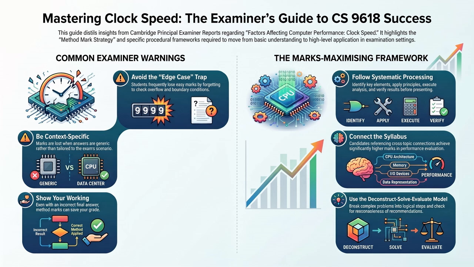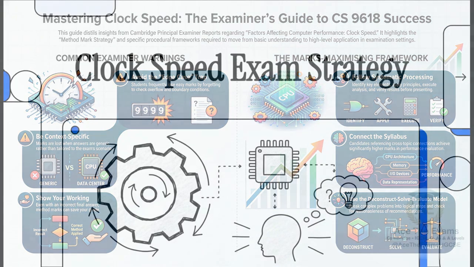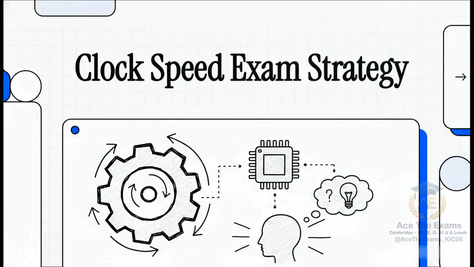Welcome to a highly strategic, totally insider look into the examiner's mind. Today, we're tackling a consistently misunderstood, totally foundational topic in the Cambridge Computer Science Syllabus 9618, and that is clock speed. Now look, whether you built your foundational knowledge in earlier syllabuses like 0417, 0478, 0983, 0984, 2210, or even 9713, the step up to 9618 is massive.